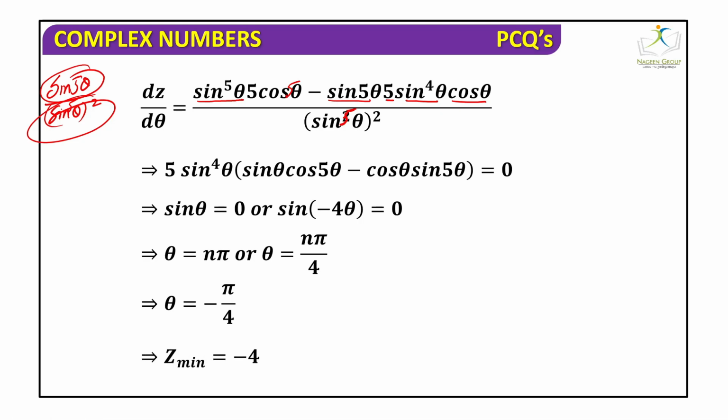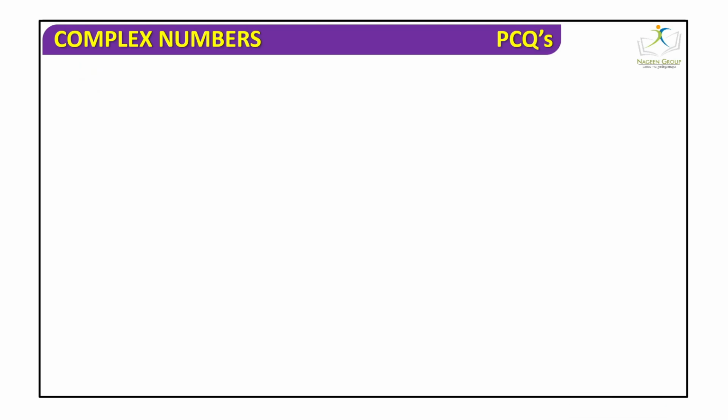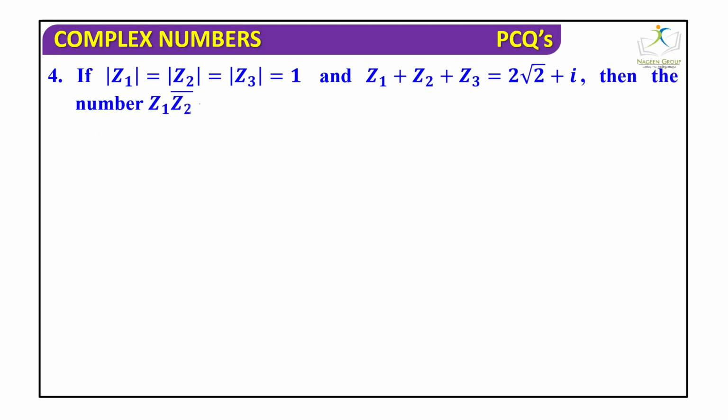Right, now from this we say next question we are finding: if modulus of Z1 equals modulus of Z2 equals modulus of Z3, we have three complex numbers with modulus equal to 1, and we have Z1 plus Z2 plus Z3, this value, then find out the value of this. So we know to multiply, we get the answer here.